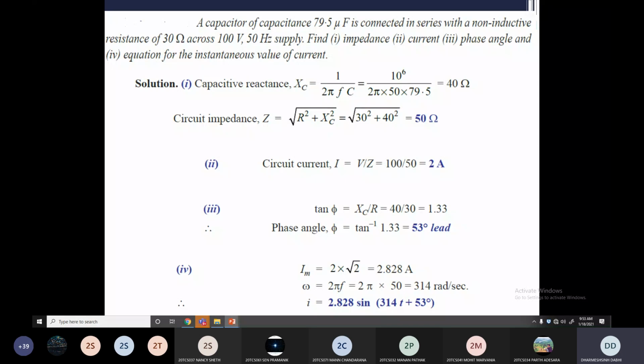So let's calculate the next example. Write down: a 2 element series circuit consumes 700 watt and has a power factor of 0.707 leading. If the applied voltage is v is equal to 141.1 sin(314t plus 30), find the circuit constant.